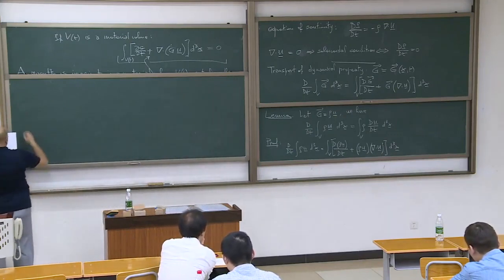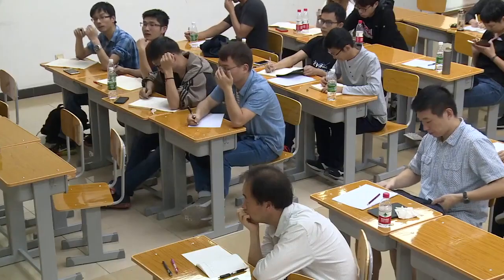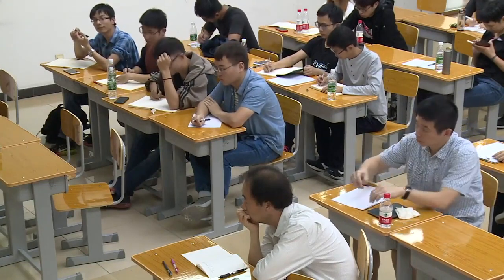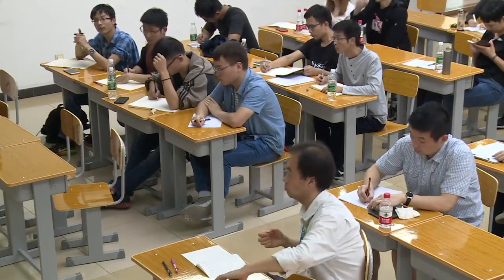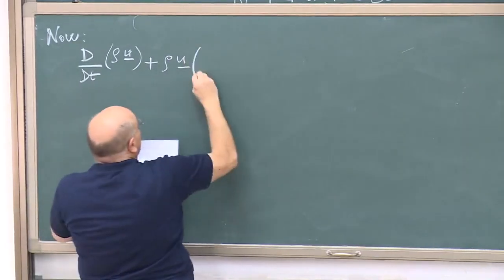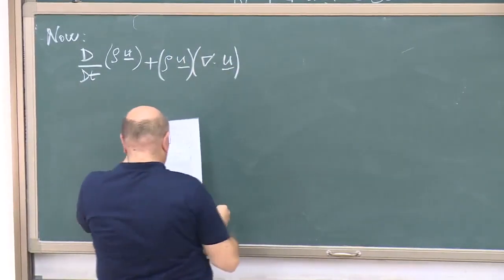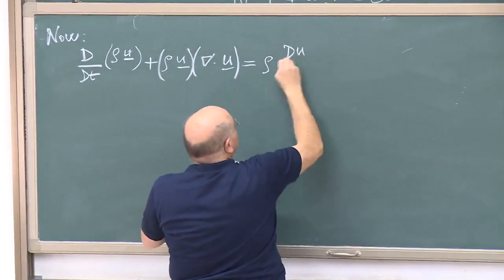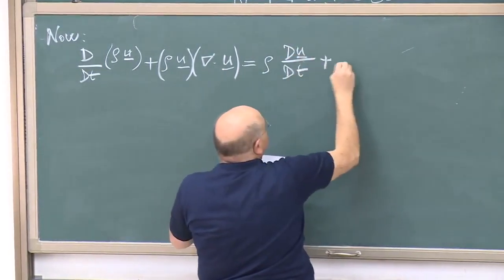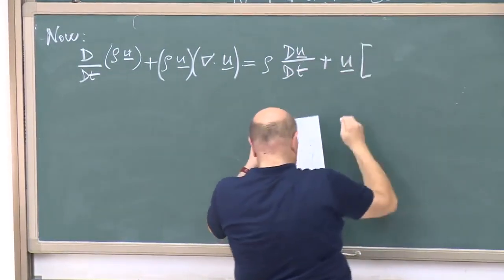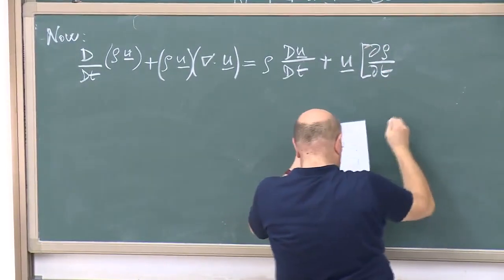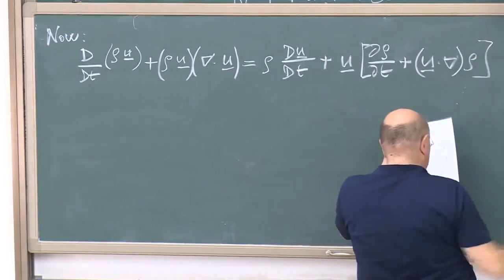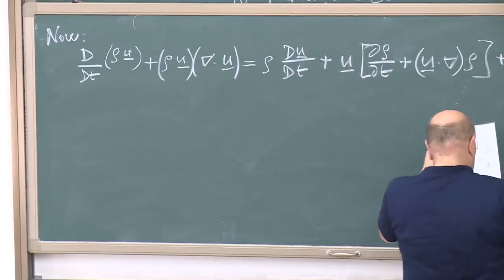Okay, and now what we have. Now d/dt of rho u plus rho u times the divergence of u is rho du/dt plus u that multiplies d rho/dt plus u dot grad rho, plus rho u times the divergence of u.